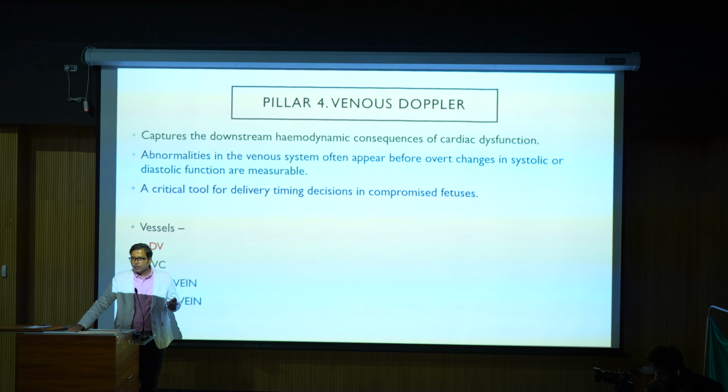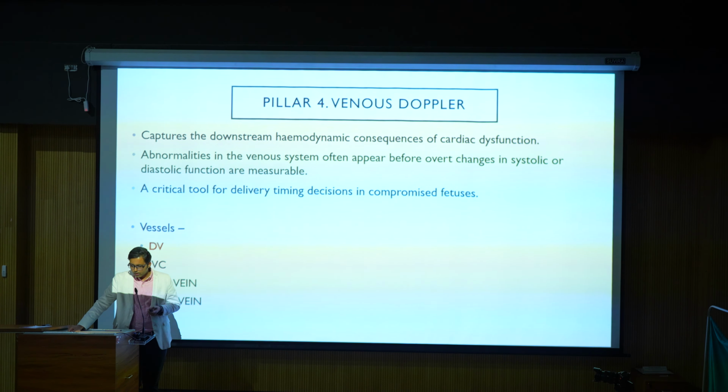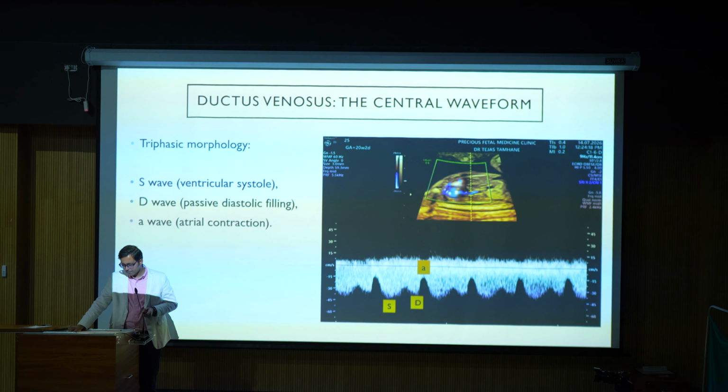So before talking about the third pillar, that is MPI, I'll just quickly run through the venous Doppler because this is very routinely practiced. As I said, either 4 vessels, DV, umbilical vein, IVC or pulmonary veins can be assessed, but DV is the most commonly assessed venous Doppler. It captures the downstream hemodynamic consequences of the cardiac dysfunction. Any abnormalities in the venous system will often appear before there are any overt changes in the systolic or diastolic function, which are measurable. And it is therefore a critical tool for delivery timing decisions in the compromised fetuses.